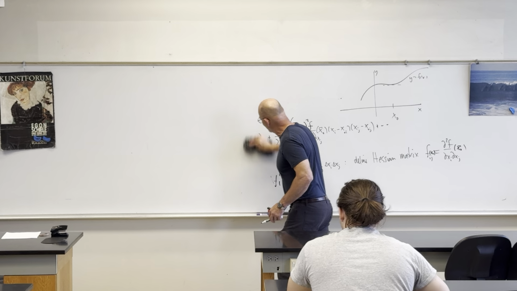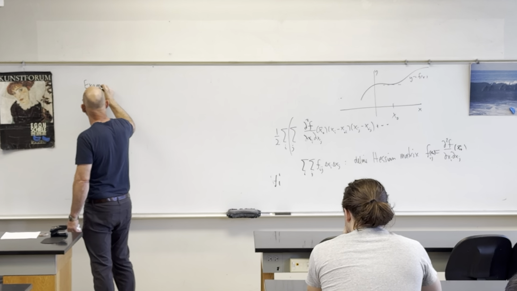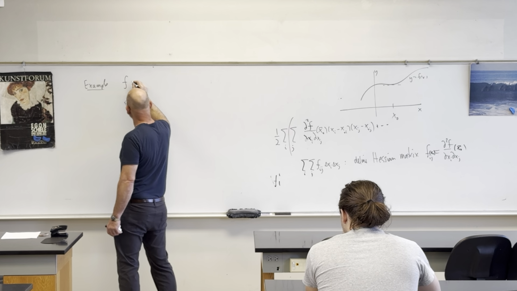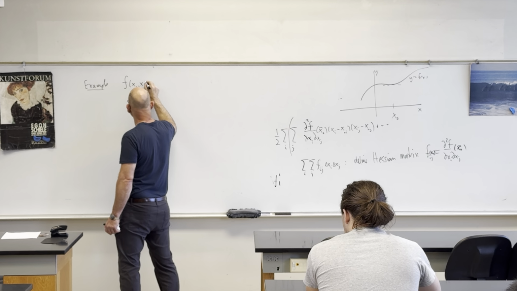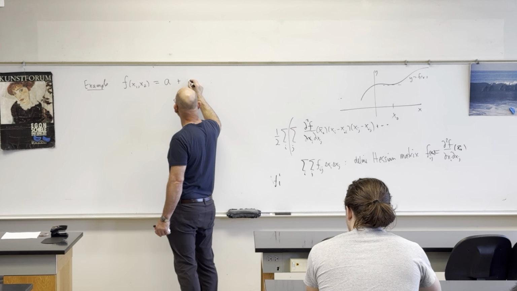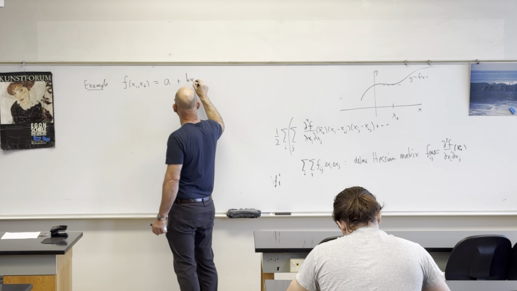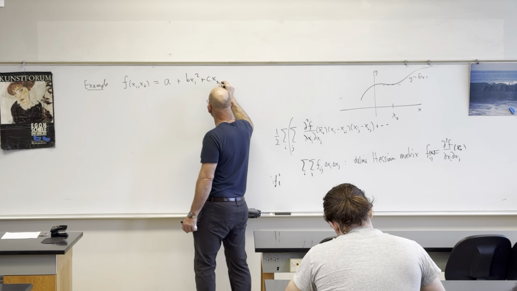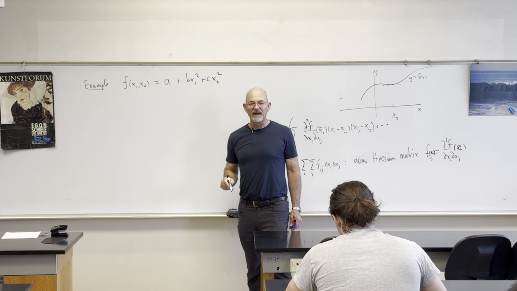A couple of the most basic examples. I'm going to use x1 and x2. F of x1 and x2 is equal to some constant a plus b x1 squared plus c x2 squared. Can you see in your mind's eye what we have here?